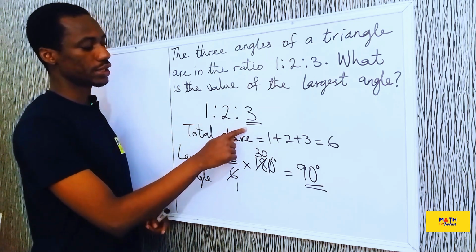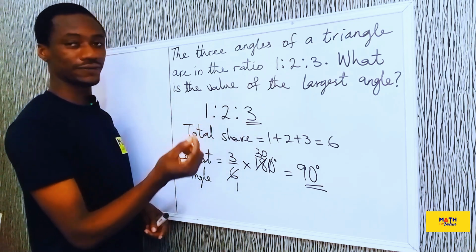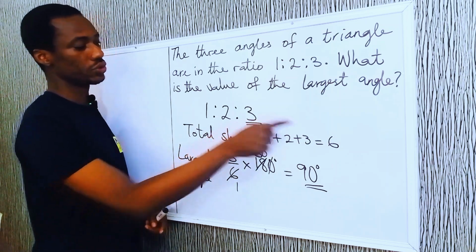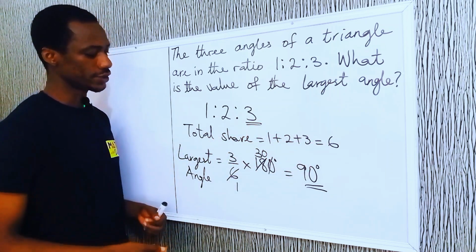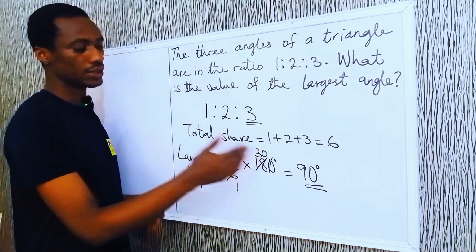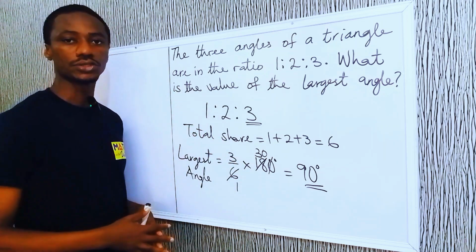Add all the ratios together to know the number of shares, and then get the fraction of the one you're interested in. So that would be the part of the ratio over the total share. That's 3/6, of the total value, which is 180 degrees, and that is 90 degrees.